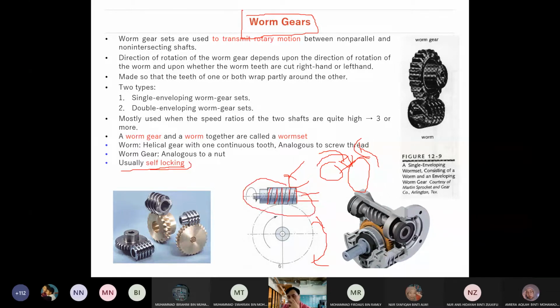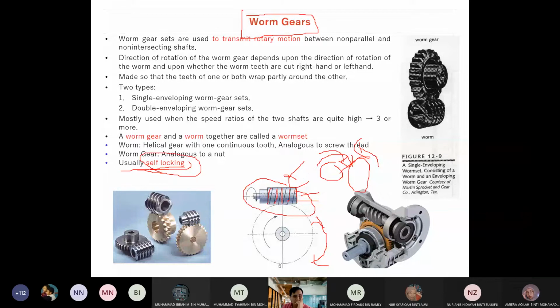So where do you usually use worm gears? If you are a musician, for example playing guitar or violin, when you want to tune, you press, and the string gets more and more tense. It will not go back to its original position. That's why we usually call it self-locking.